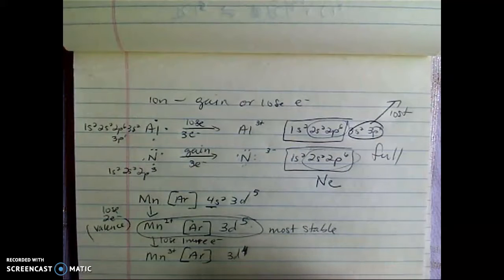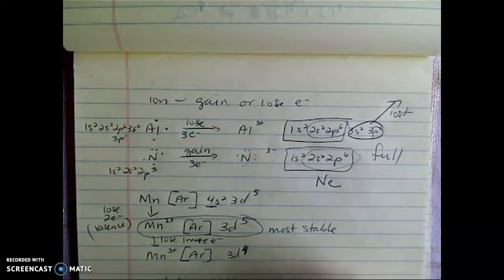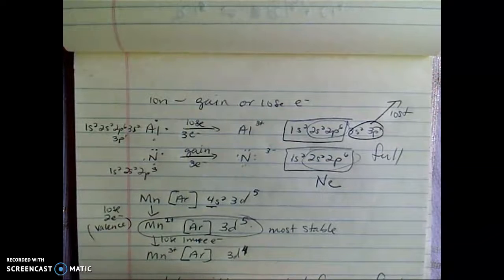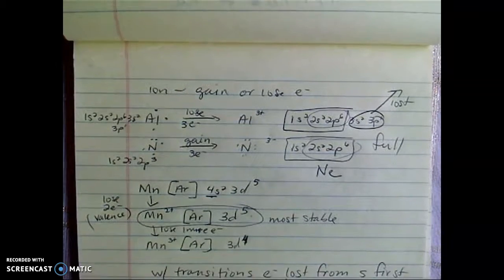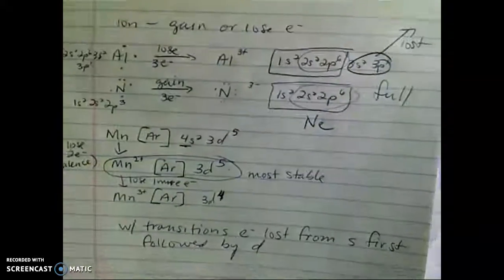This is why it happens. But the key is that you know where the electrons are coming from. With transition metals, electrons are always lost from the s first, followed by the d. Always, always, always, always. See that one?